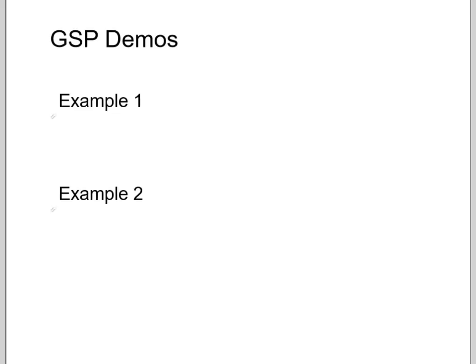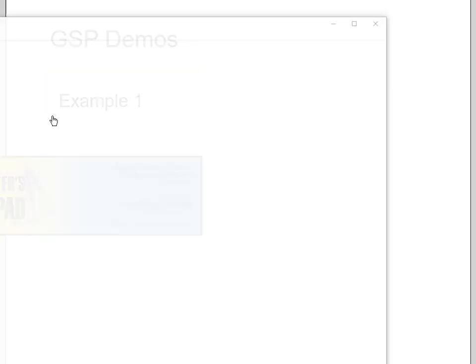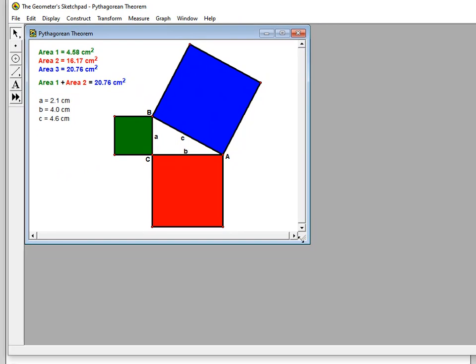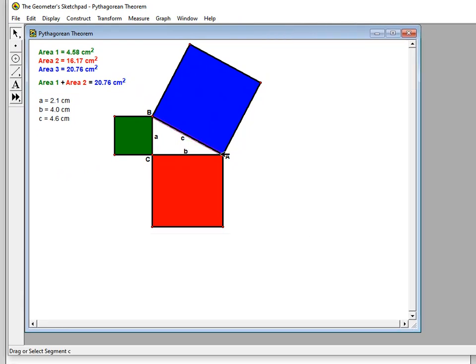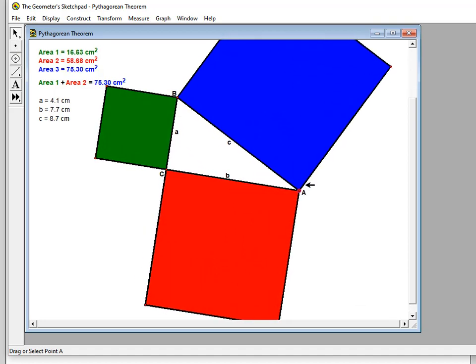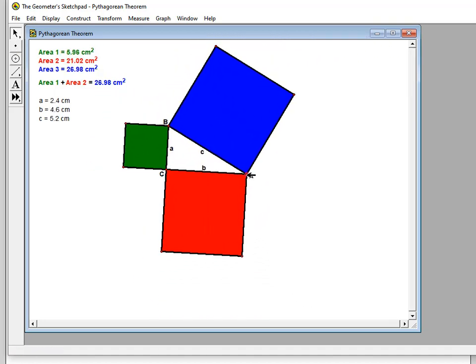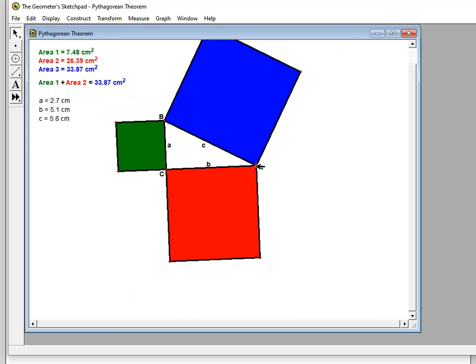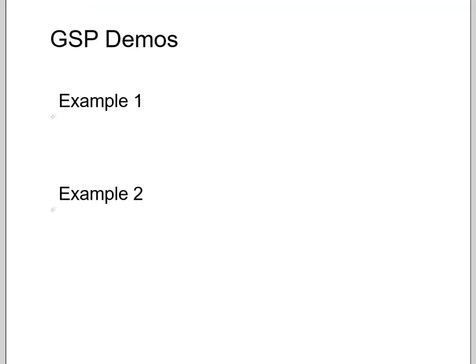So we have some demonstrations here in Geometry Sketchpad we can look at. There's one, and if I grab this point A, I can move it and stretch it, and you'll notice all of the areas balance up here in the calculations. So that's one opportunity. You can just stretch that around and see that it still fits. We don't need to save that. And then the second one, and this one's a little more fun to do.